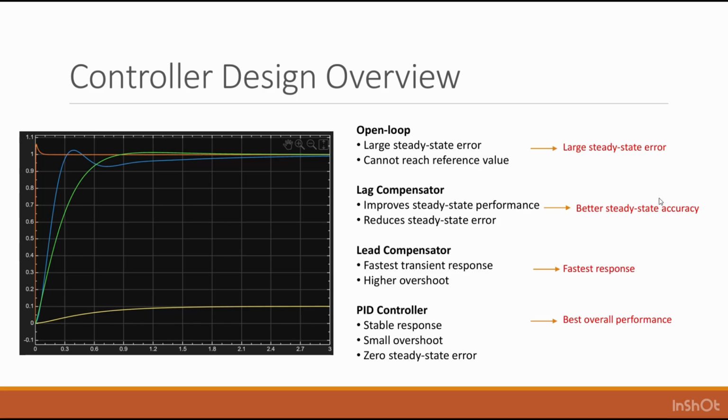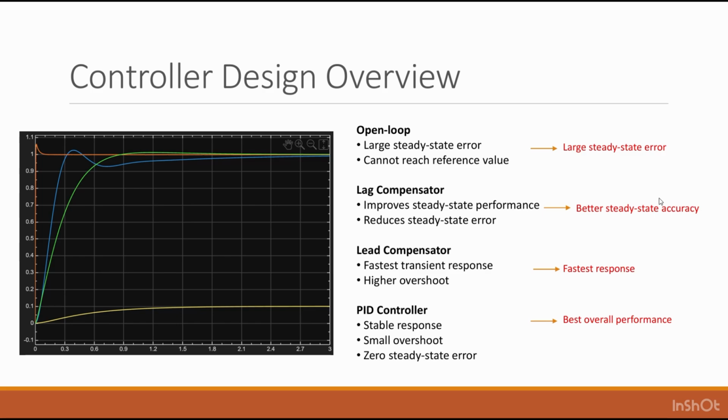The green curve represents the lag compensator. It improved the steady-state performance and reduced the steady-state error, although the response speed is relatively slower. The blue curve represents the lead compensator. This controller provides the fastest transient response and reaches the reference value quickly, but it introduced a slightly higher overshoot.